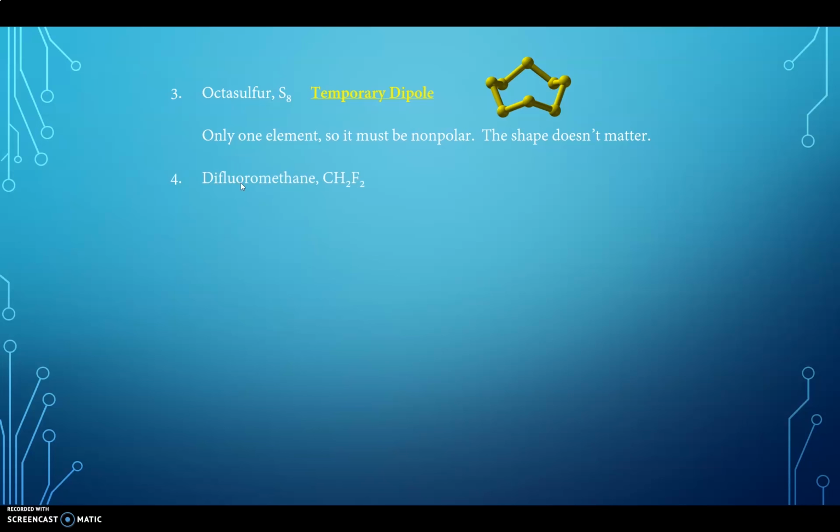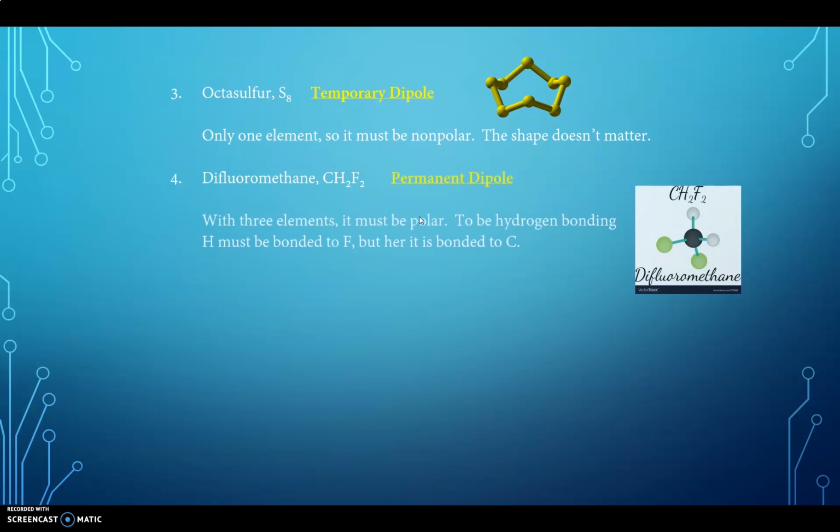And finally, difluoromethane. Now, difluoromethane has 3 elements, so we know it's going to be polar. The question is, is it hydrogen bonding or just regular permanent dipole? Once again, hydrogen bonding is a possibility because we have both hydrogen and fluorine. We need to sketch the molecule out to see whether the hydrogen and fluorine are attached to each other. If we do that, we see that the hydrogens and fluorines are not actually bonded to one another. All 4 of those atoms are bonded to the carbon. So it's not hydrogen bonding, it's just going to be a permanent dipole.